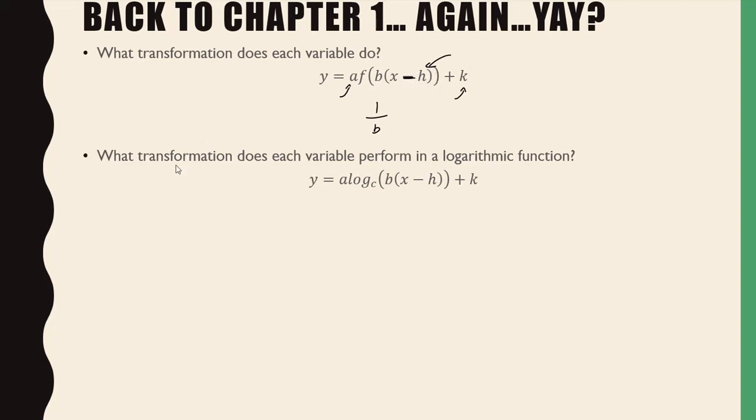And then we go and look, well, what transformation does each variable perform in a logarithmic function? Well, to no surprise, we have A is our vertical stretch. You can see it's sitting in the same location. K is our vertical translation, also sitting in the same location. B is also next to the X, and that's still going to be a horizontal stretch, and H is still our horizontal translation. So nothing has really changed so far, except for you can see the function notation has been replaced with a logarithmic notation, and we still have our base C here.